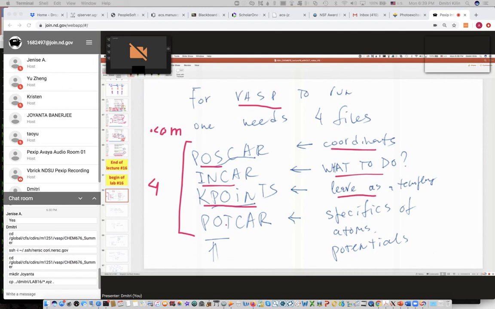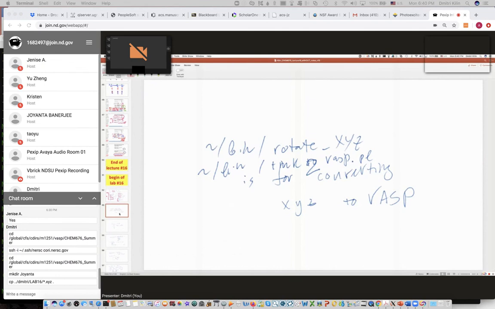And POTCAR is analogous to effective core potential, so it is specific to atoms, telling something about potentials. So we need to create all these 4 files, then run and analyze the outcome. And through iterations, we'll get practice in what is going on. Let me go immediately here.